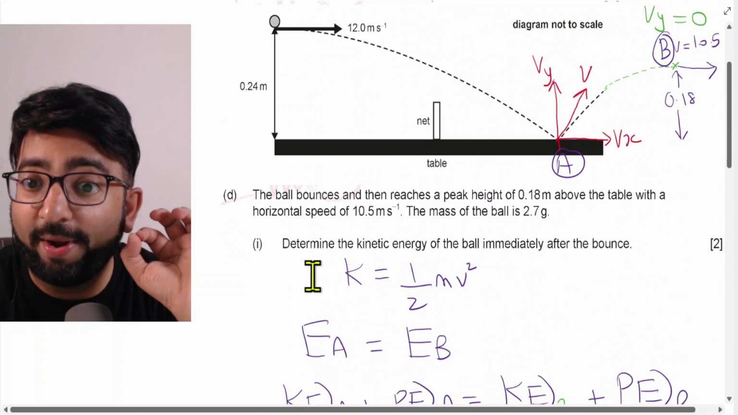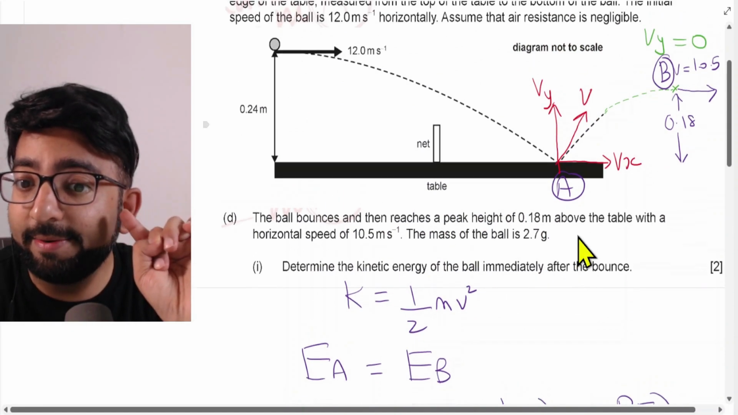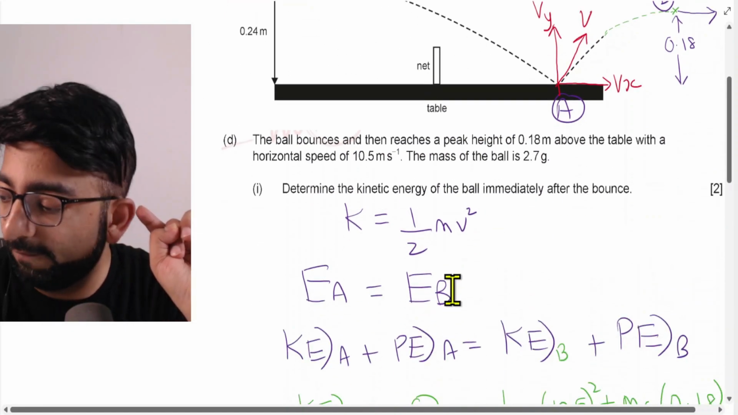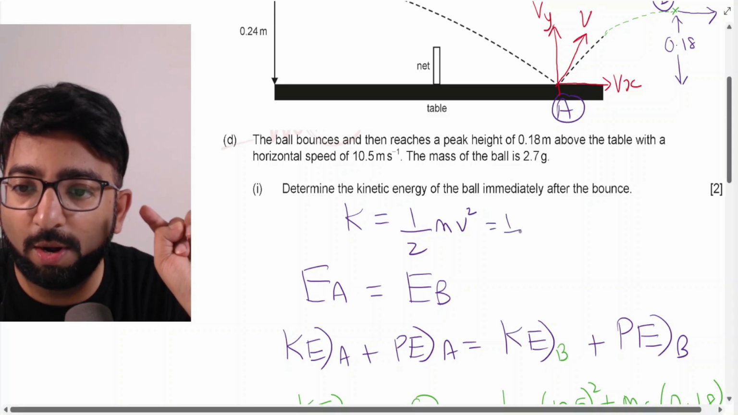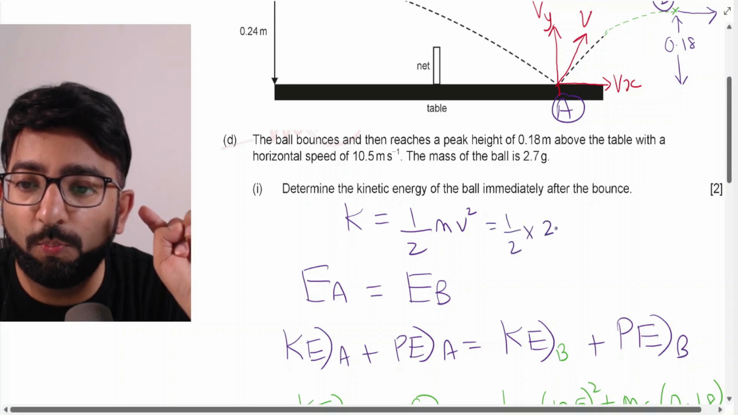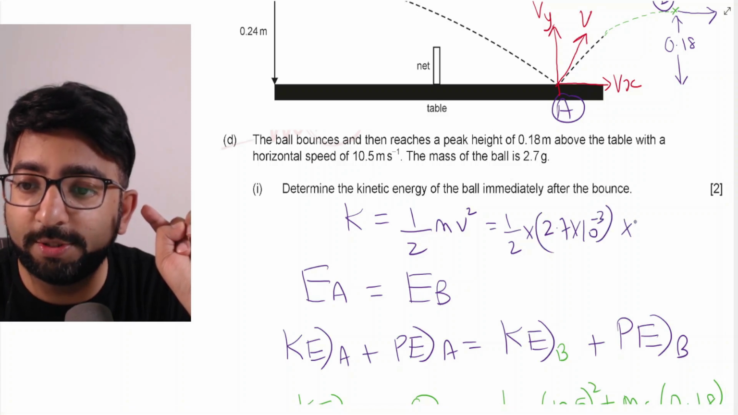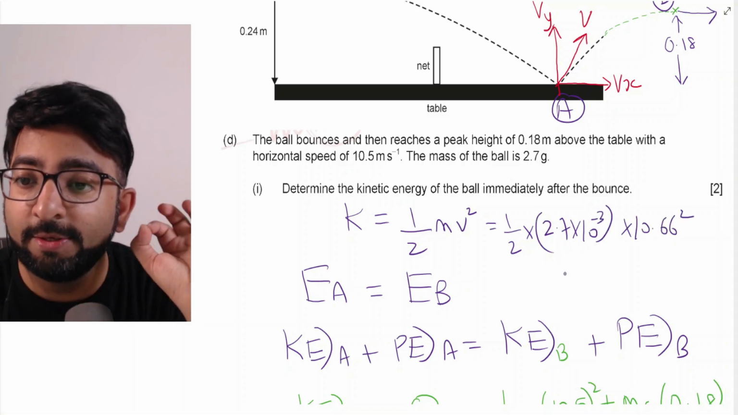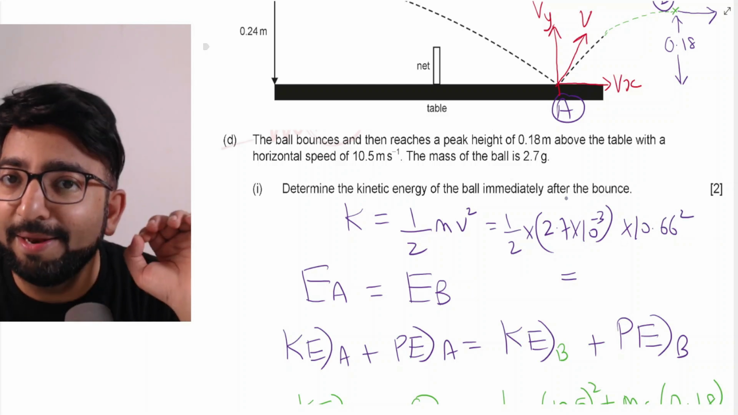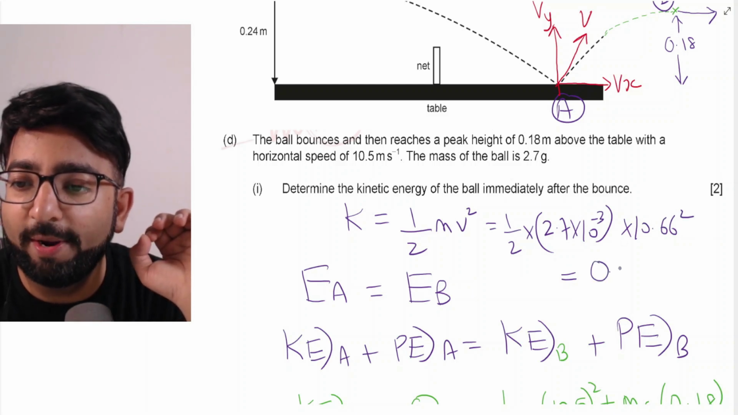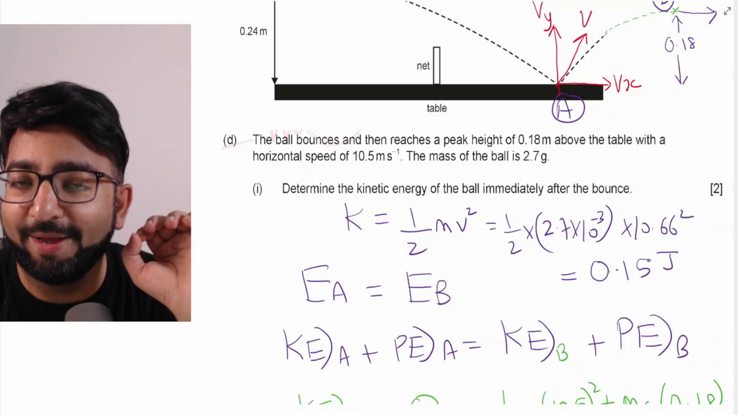Now the question was to find the kinetic energy of the ball immediately after the bounce. So we will use half mv square. So let us write down half. Mass of the ball is 2.7 grams. So we convert that into kgs, and the velocity was 10.66 squared. So if you simplify this, again, we will get approximately 0.15 joules as the answer.